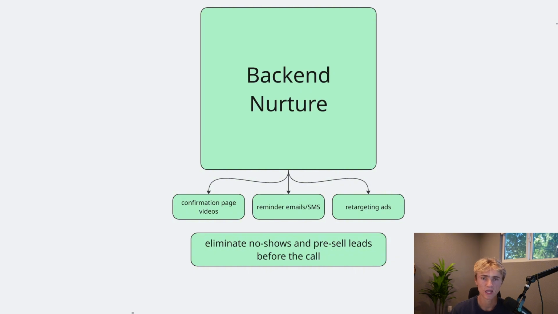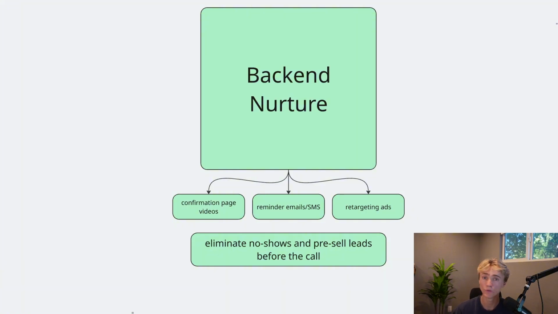But the thing is that the level of intent that someone has significantly drops the second that someone books that call. So it's slowly decreasing or even rapidly decreasing depending on the person. And so the whole idea of backend systems and backend nurture is to sell them on now showing up to the call, and not just showing up to the call, but showing up to the call with the right information to make an educated purchase. You are aiming to do two things.